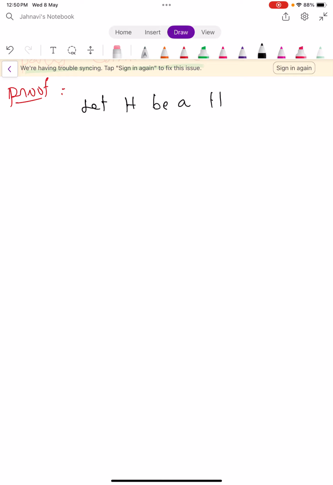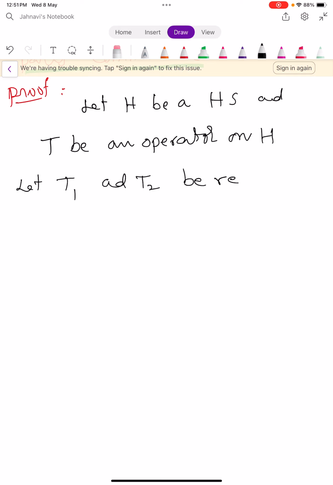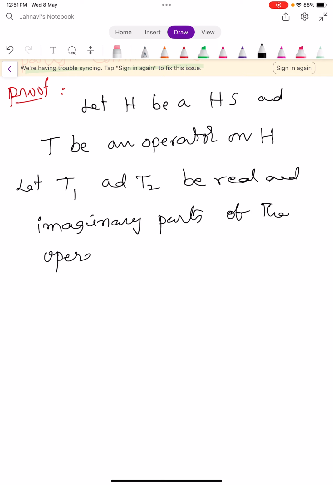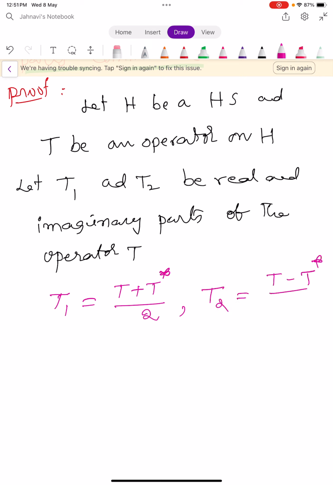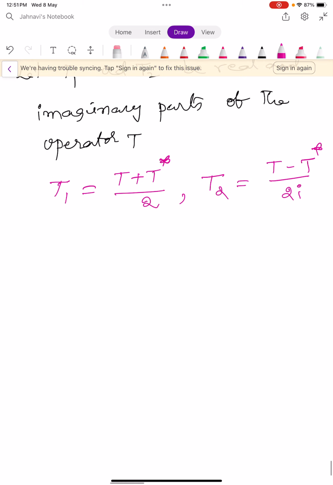Let capital H be a Hilbert space and capital T be an operator on capital H. Now let us define T1 and T2 to be the real and imaginary parts of the operator capital T. By the definition of real and imaginary parts, T1 is equal to (T plus T star) by 2 and T2 is equal to (T minus T star) by 2i. This is the definition of real and imaginary parts.